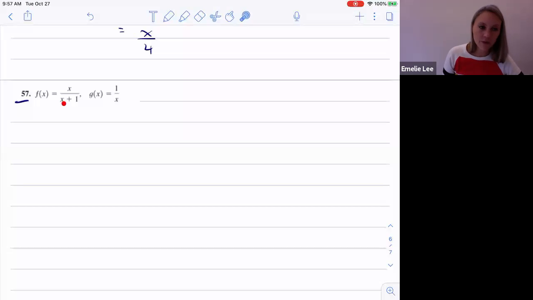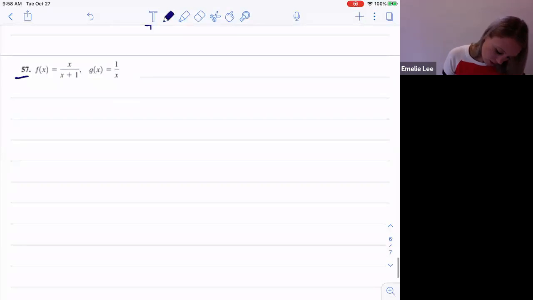Okay, so I've got f of x. Notice that there are two places of x, right? x over x plus 1, and then g of x is 1 over x. So I'm dealing with two fractions. I can already tell that this is going to be pretty nasty, putting fractions into fractions. So it's going to require a lot of fraction work, of course. And so here we go.